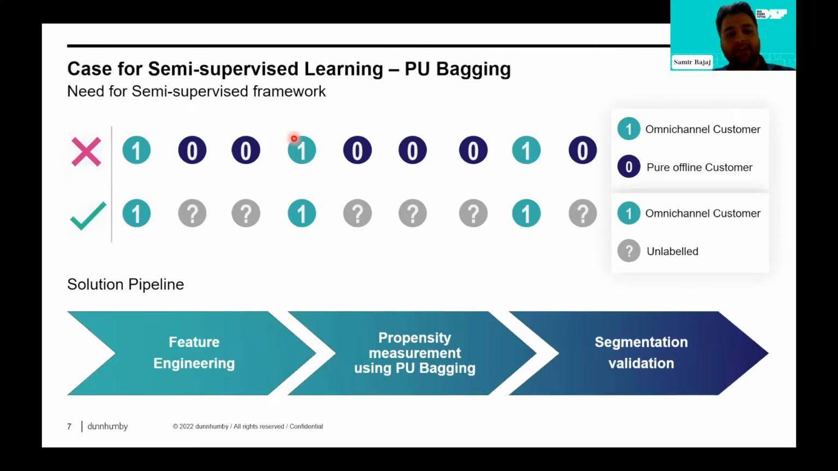So we have gone from the supervised framework to the semi-supervised framework, where we are taking each of those customers who have never shopped online as unlabeled, not as negatives. And the solution pipeline is a typical solution pipeline. We do feature engineering, then we do propensity measurement using PU bagging, which I will illustrate. And finally, we conclude by validation of the resultant segments.